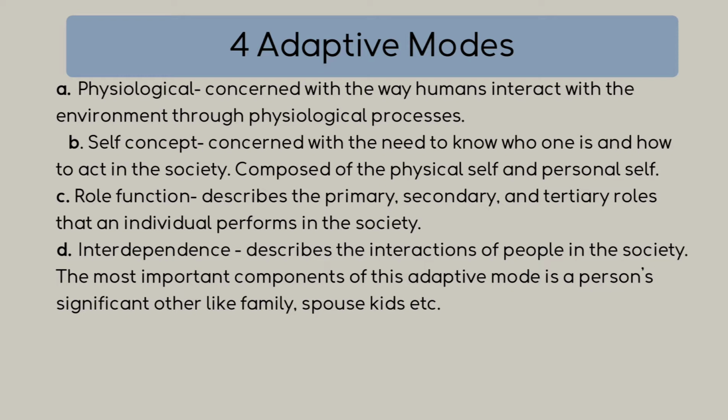Role function. It describes the primary, secondary, and tertiary roles that an individual performs in society. Lastly, interdependence describes the interaction of people in society. The most important components of this adaptive mode are a person's significant others like family, spouse, kids, etc.